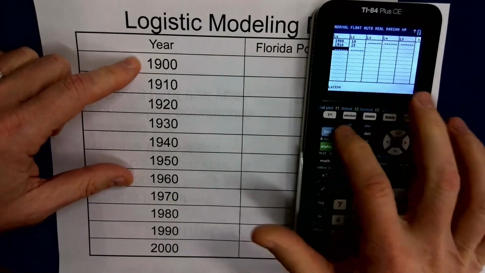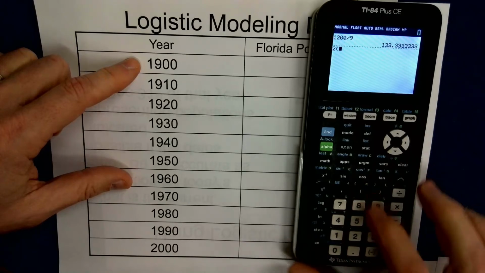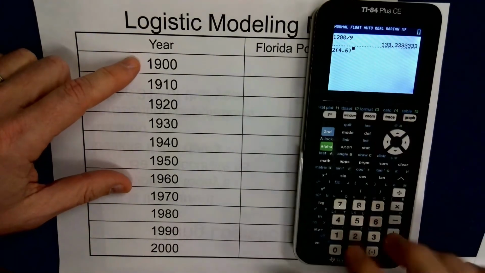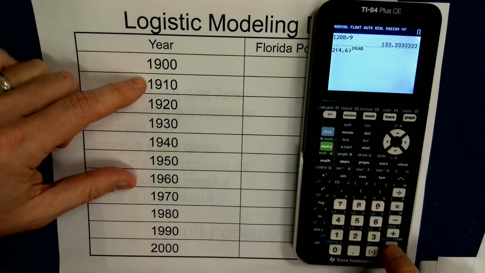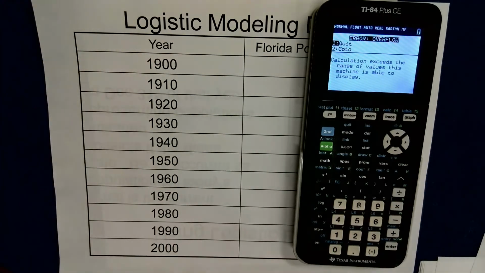So let's go back for just a second, and let's say I did 2 parentheses 4.6 parentheses raised to that, and my x was 1910. Watch what would happen on my calculator when I did that. Overflow. Overflow means that that exponent is way too high. I can't do that. I can't go that big. That means it's more than 99 decimal places.